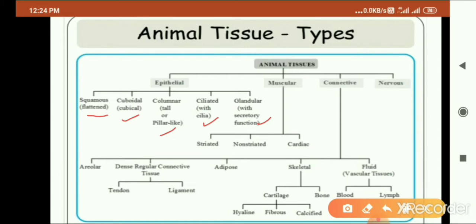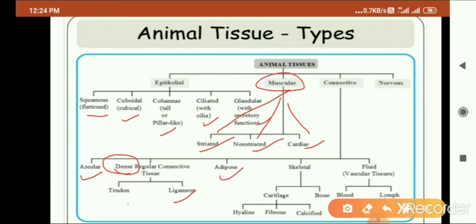Then we have the muscular tissue. The muscular tissue is divided into three types, that is striated, unstriated and cardiac. The connective tissue has a wide diversity. It is of areolar type. Then we have the dense connective tissue. The dense connective tissue consists of tendons and ligaments which join muscle to bone and bone to bone. Then we have adipose tissue that stores fat.